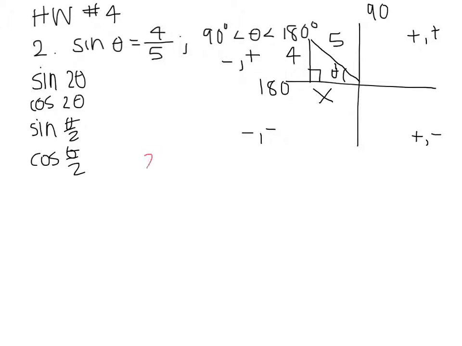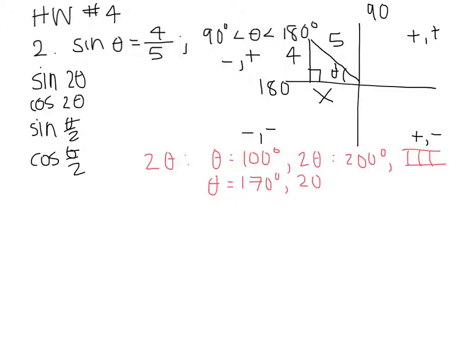Let's think about 2 theta. If we know that theta starts out in quadrant 2, we want to figure out where double theta is going to end up. Let's pick one just to try it out. So let's imagine that our original theta was 100. If I double that, 2 theta is going to be 200, which is in quadrant 3. But if I choose a larger theta, let's say 170, doubling that value is 340, which puts us in quadrant 4.